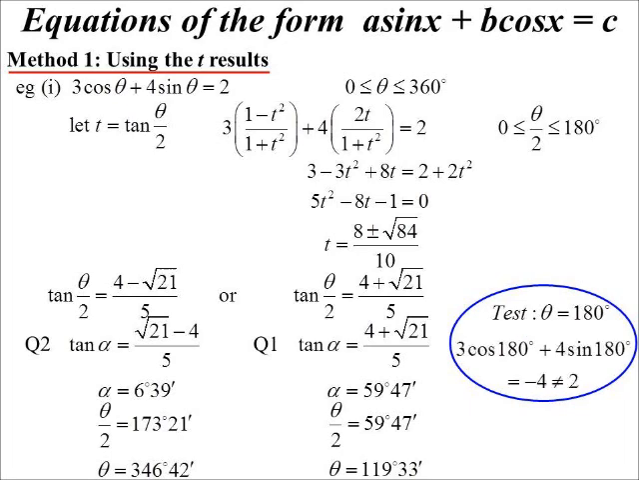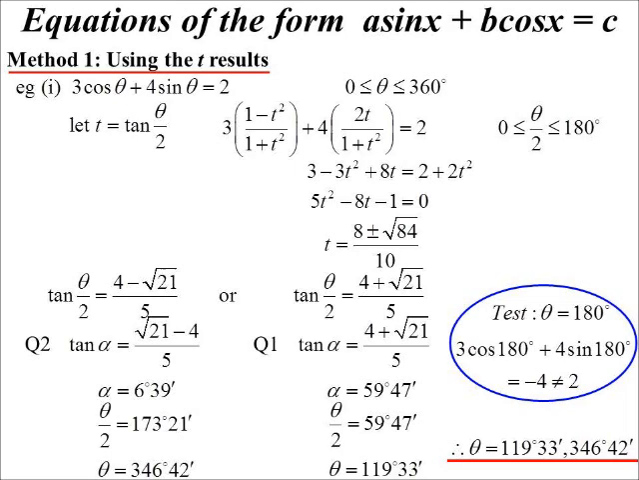Cosine of 180 is negative 1, sine of 180 is 0, so negative 3 doesn't equal 2, not a possibility. And I've somehow done my maths wrong there, because I've ended up with negative 4, not negative 3, but either way it's not equal to 2. Okay, so there's my two answers, 119.33 and 346.42. That's the way people feel really comfortable with, because it just turns it into a quadratic, and people like solving quadratics. However, there is a much neater, nicer way of doing it.